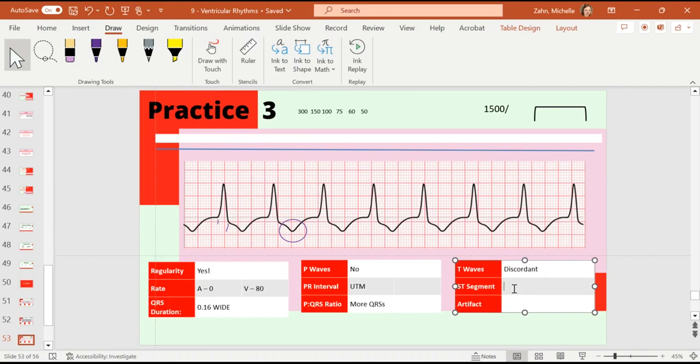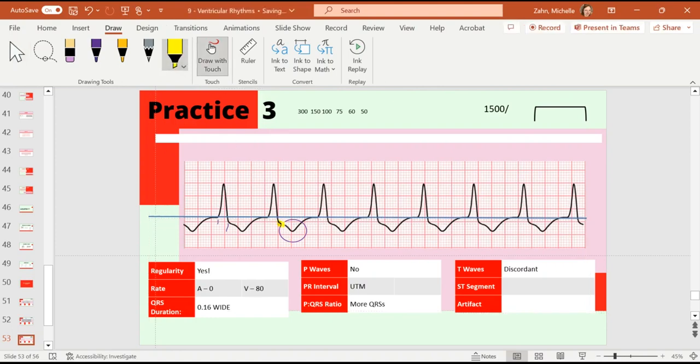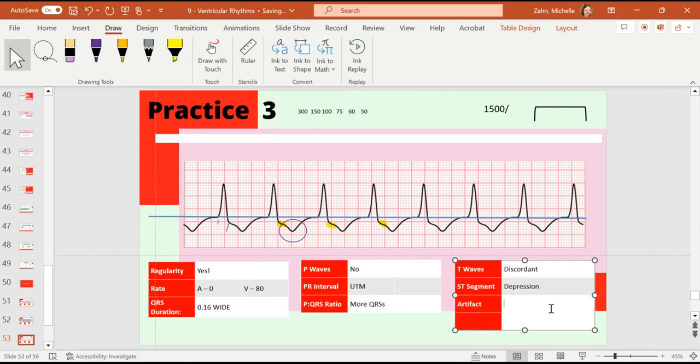Our ST segment also looks to be a little depressed. If I were to try and draw a line from before the QRS to after, you can see that right there would be our ST segment. It is below that baseline. So you could put ST depression as well, but that's fairly expected when you have a ventricular origin to your rhythm. Do I have any artifact? No. This is a beautiful, clean EKG. There's no extra bumps or squiggles. The baseline is pretty flat, so it looks good.